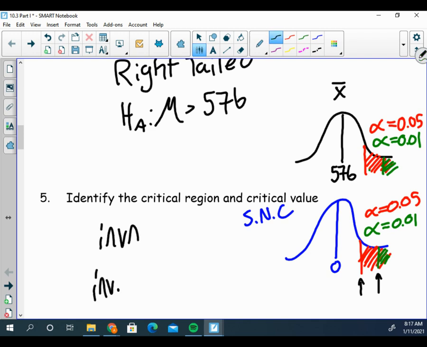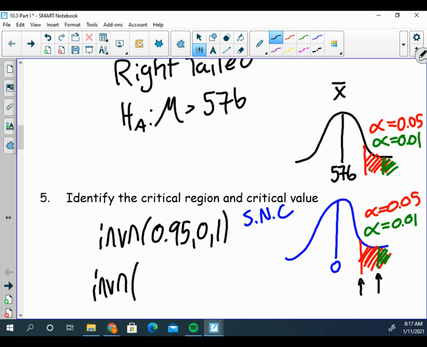But we'll need to run it twice. Not because it's two-tailed, but because we have two levels of significance. We've got to find two cutoff points. First one, we're going to ask ourselves, as we always do with inverse norm, how much area is to the left of the data value I'm interested in? Well, if this red area is 5%, 95% is to the left of it.